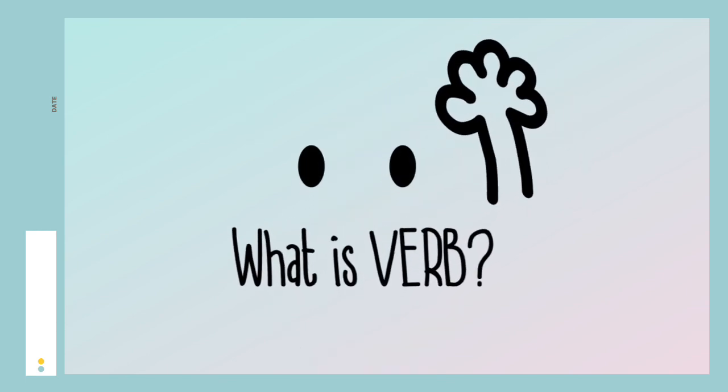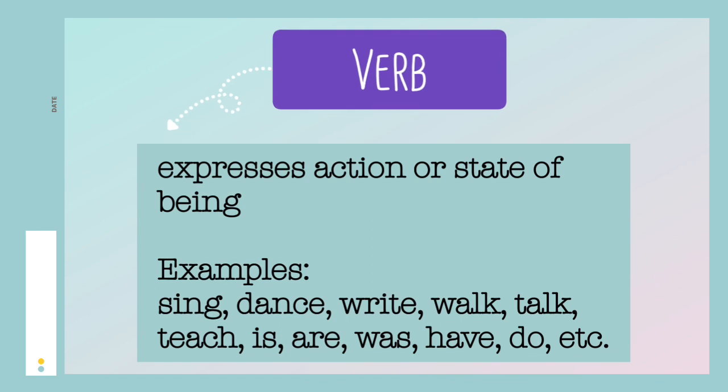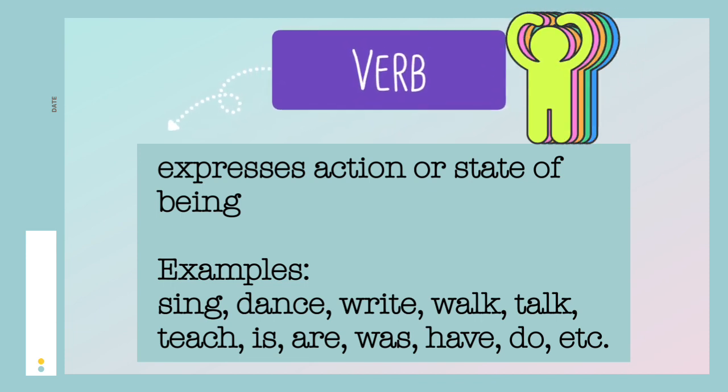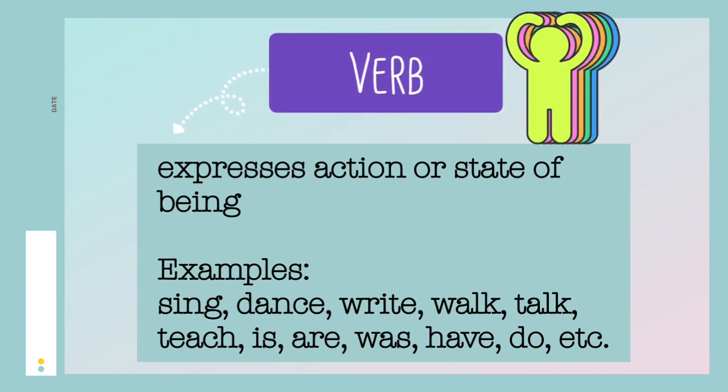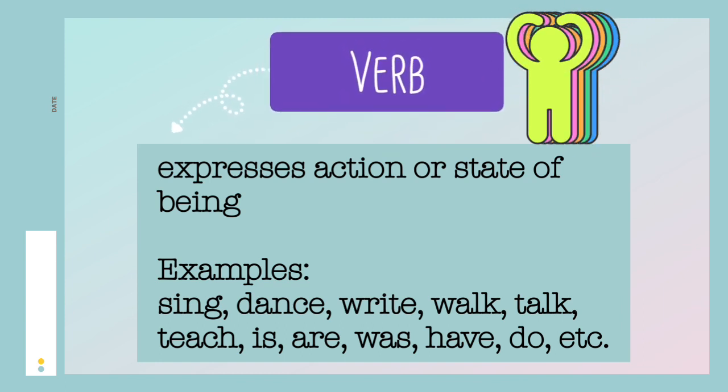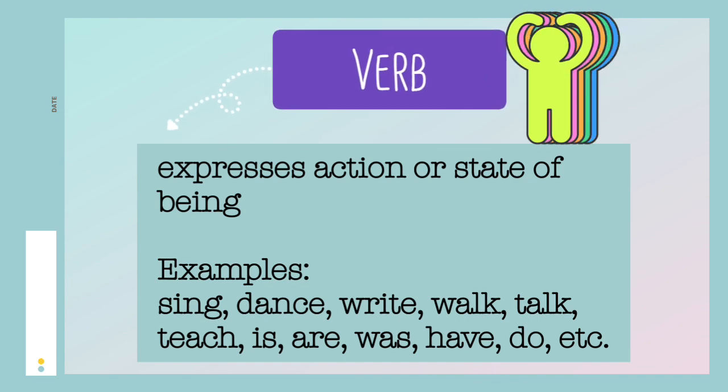Now let's have verb. What is verb? Verb expresses action or state of being. So basically, verbs are action words. But there are also verbs that link your subject to the other parts of the sentence, and those are linking verbs. So it also expresses a state of being. So that is verb. Now let's have the examples. So we have sing, dance, write, walk, talk, teach, is, are, was, have, do, etc. In Filipino, it's pandiwa, not pandesala.